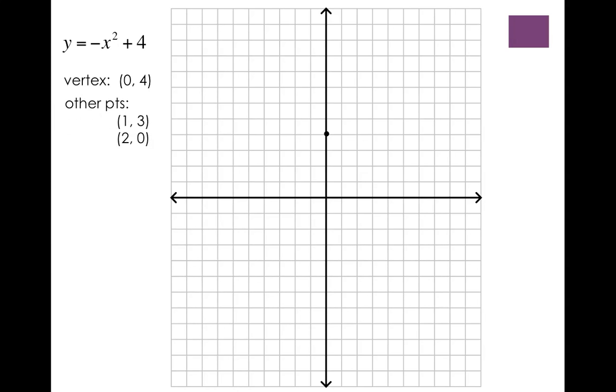A couple of other points that work are the points (1, 3) and (2, 0). So I can plot those points. And then I can use the axis of symmetry, which in this case is the y-axis, to simply reflect those two points to the other side. And now I have a really good idea of what my parabola should look like. And when I go to draw it, remember we need to draw it as a dotted line.